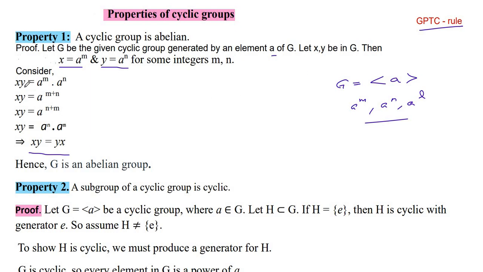So we consider x·y, replace x by a^m and y by a^n. Then by the index law you have this, and rewriting m plus n as n plus m, since commutativity in the case of integers is true, you have this step. And again rewriting this as a^n into a^m, we have this being y and this being x. You have x·y equal to y·x, and therefore your G is abelian.